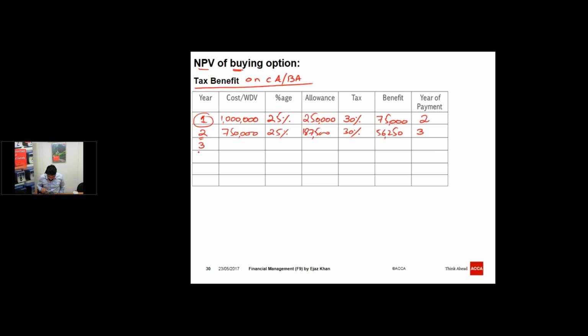Okay, for year 3, can anybody tell me the WDV of year 3? 750,000 minus 187,500, it's 562,500. Okay. Then take 25% of this. 140,625. Thank you. Okay, 30% will be 42,188. Okay, thank you. And it will be shown in year 4.